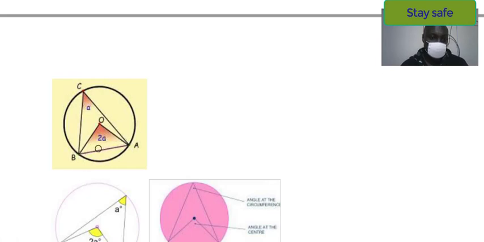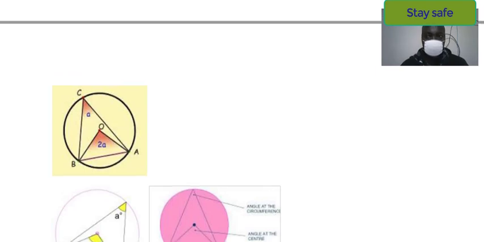This angle A is subtended at the circumference by chord AB. Then at the center we have this 2A. You realize that this angle here is twice the angle subtended at the circumference. So that is the first property.